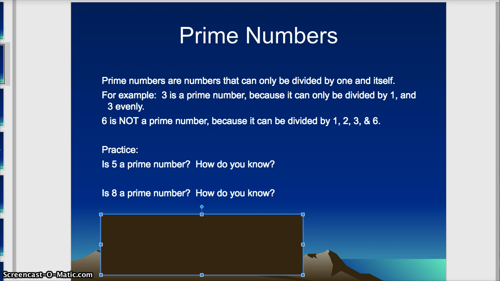Now there is a little exception to this rule, and that's with the number 2. 2 is an even number, but 2 can only be divided by 1 and itself, so it actually is a prime number. It's kind of like its own special number. Okay, so keep that in mind. We're going to be talking about prime numbers with factorization in just a little bit.